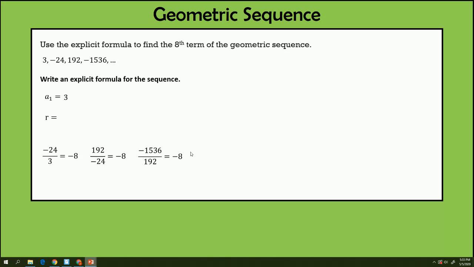-1536 divided by 192 is -8. So each one of these gives me an answer of -8. That's my common ratio, so the r is -8. Once we have these two, we're ready to write our formula.